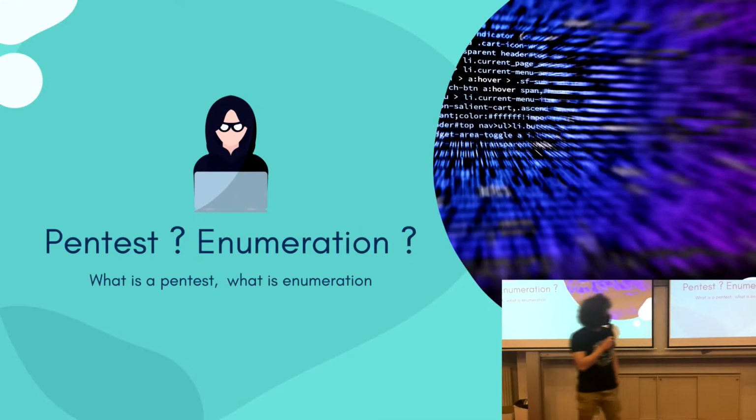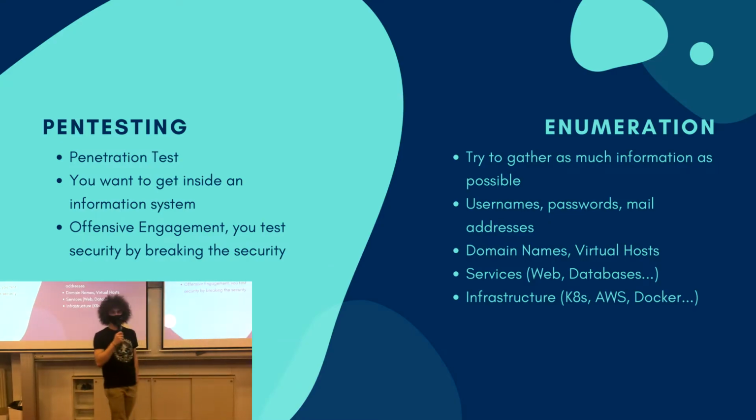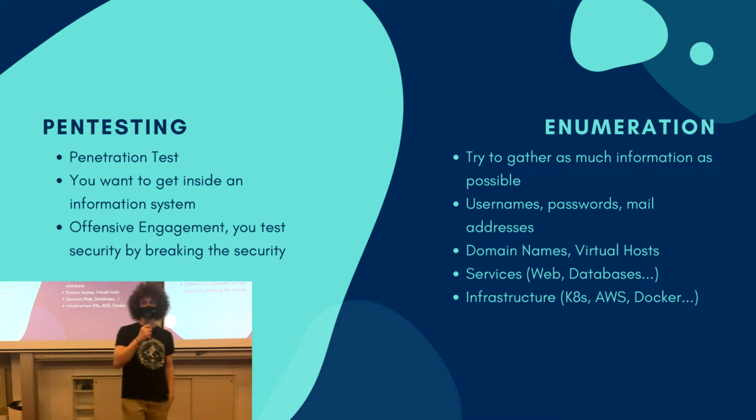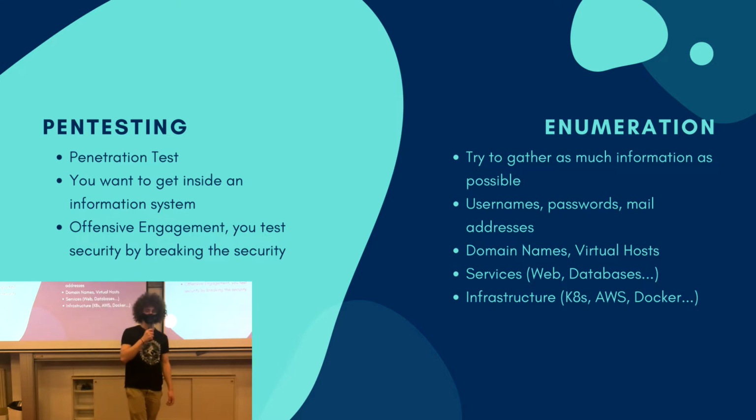So first, what is a pen test and what is enumeration? Let's start. Pen testing means penetration test. It's a kind of testing where you try to get into an information system. You try to hack your way into a computer or servers. It's an offensive engagement. It means you are really attacking a service, an infrastructure, servers or enterprises.